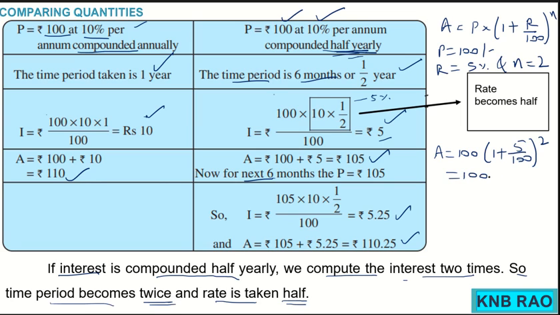On simplification, it is 1 by 20. 1 plus 1 by 20 is 21 by 20. 21 by 20 whole square: 100 into 21 square is 441 by 20 square is 400. These two zeros will get cancelled. 441 by 4 is 110 rupees 25 paise. So that's how the amount comes straight away.